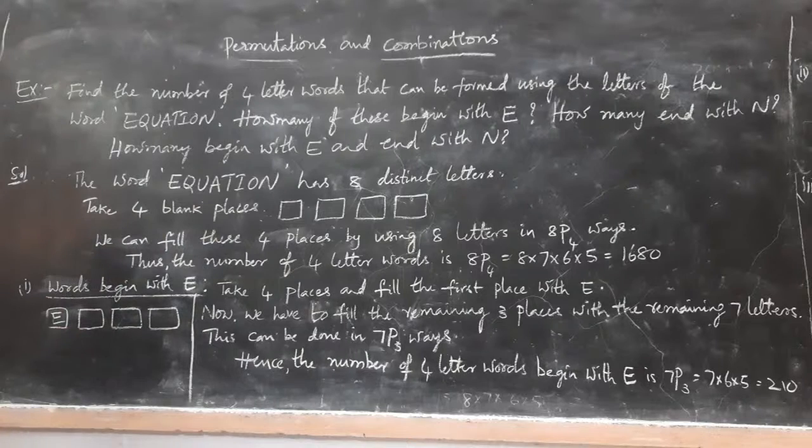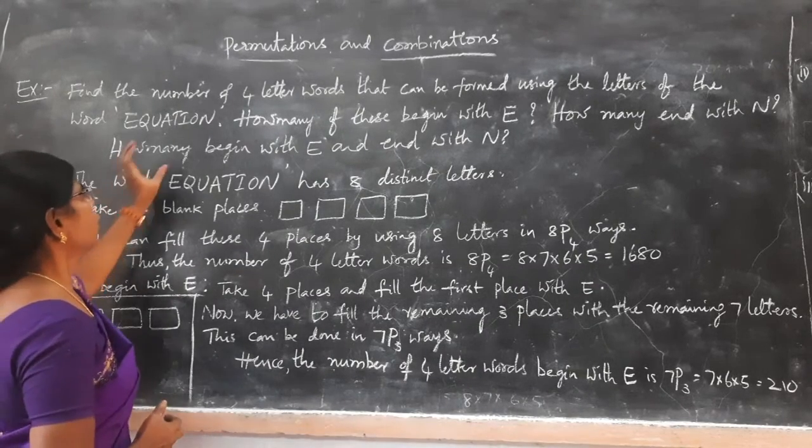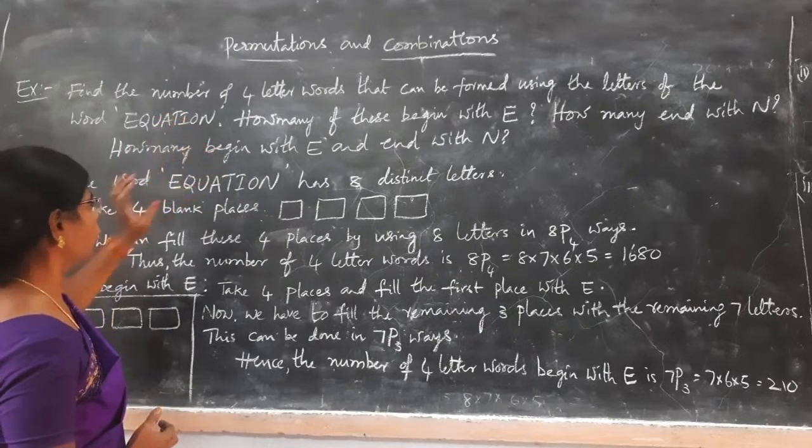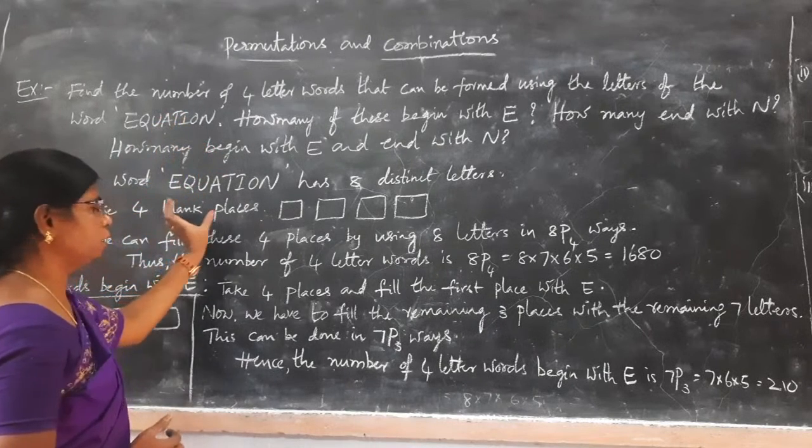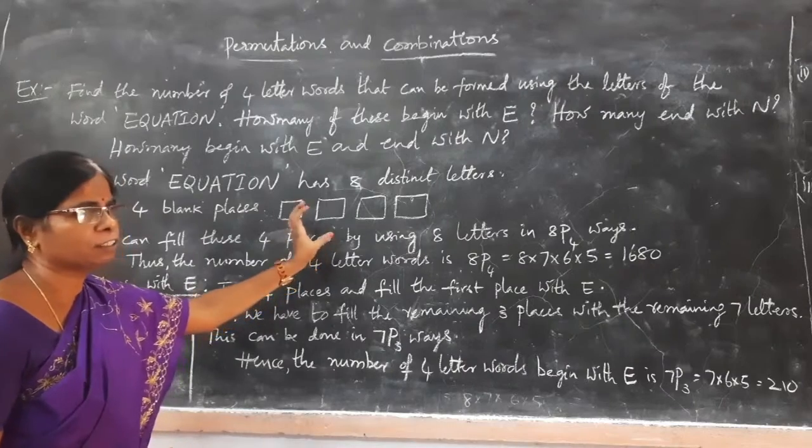First of all, you have to understand that this is an arrangement. A word is nothing but an arrangement of letters. If you change the arrangement, then you get another word. That is why it is purely a permutation, which we have to understand. The first thing: because we need 4-letter words, I take 4 blank places, and the word consists of 4 letters.